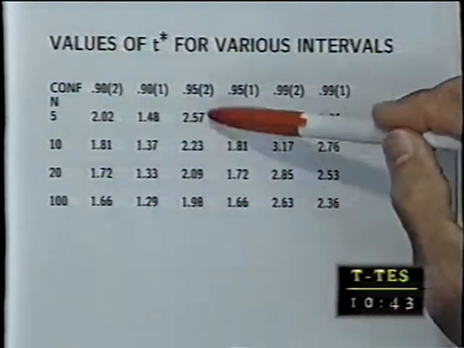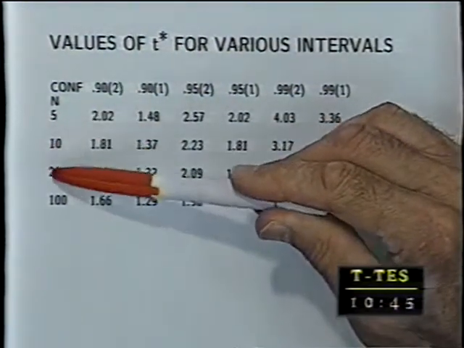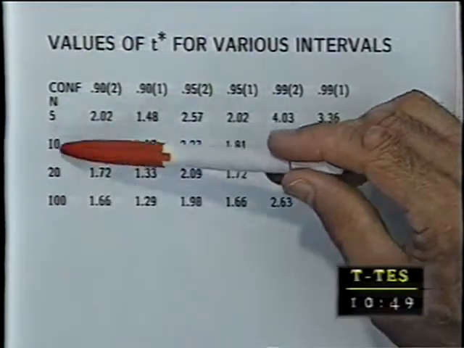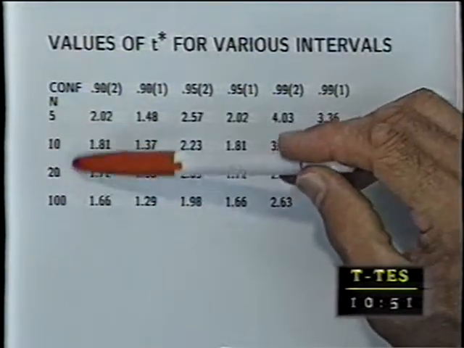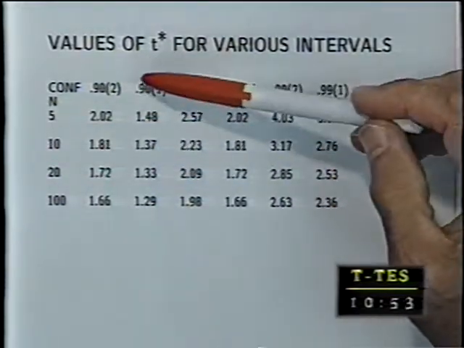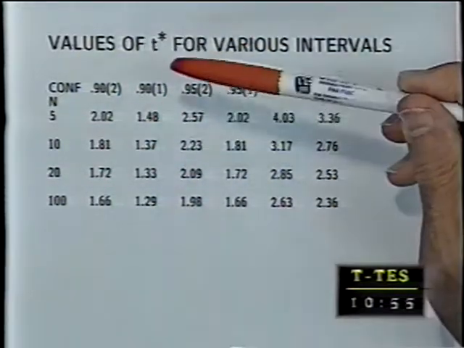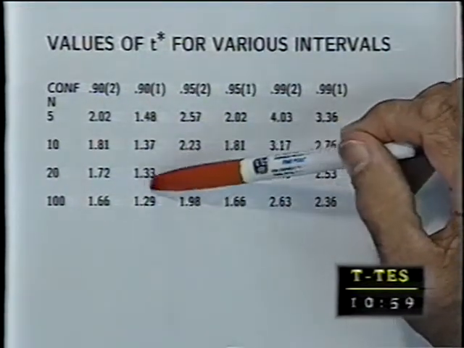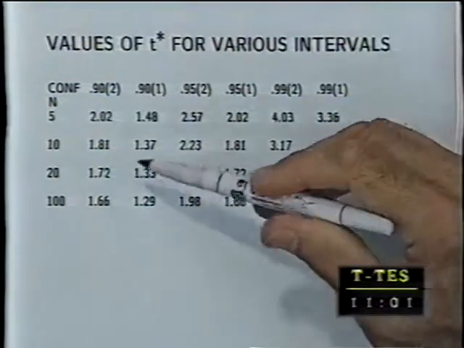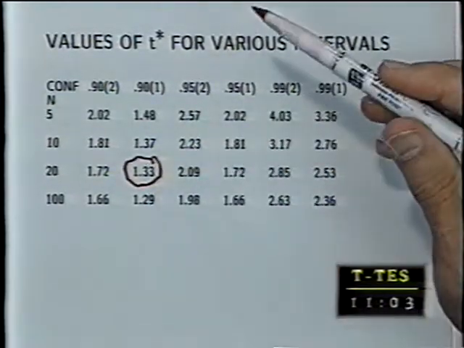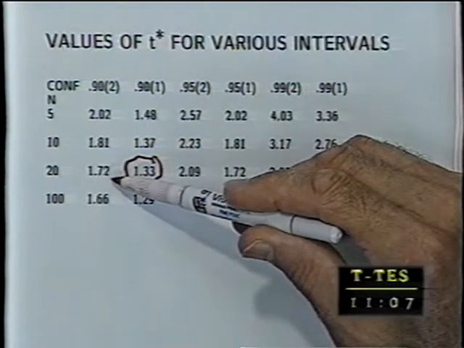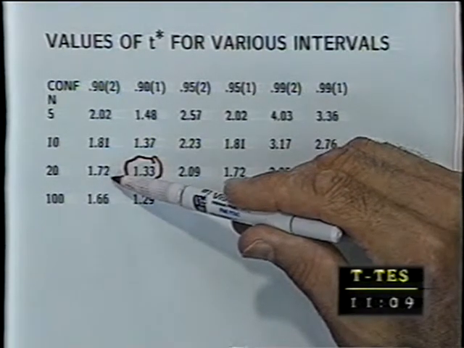And the values in here are t, but the values here are n. It depends on n. And I've given you 5, 10, 20, and 100. Your value will be somewhere in between. Well, you can sort of go in between. For instance, what we just used was a 90% one-sided interval with n of 20, and t was 1.33. Remember that? t was 1.33. Well, had we had a two-sided interval, t would have been 1.72 for a 90% interval.